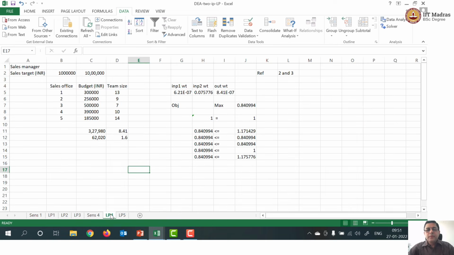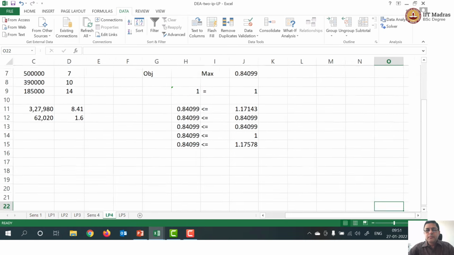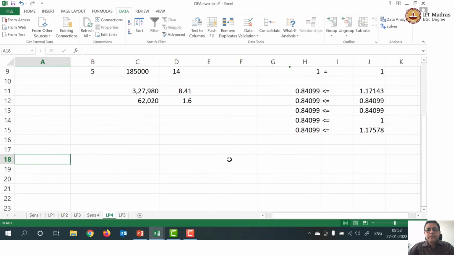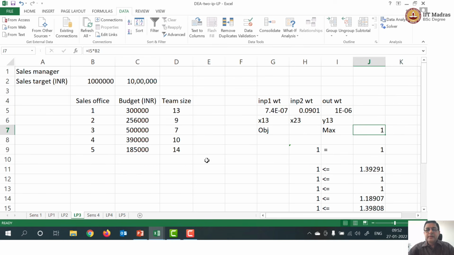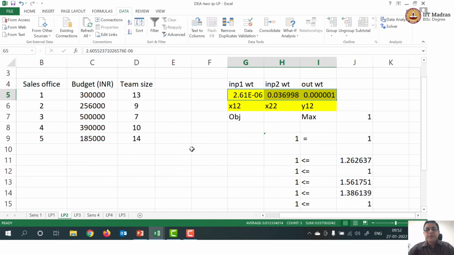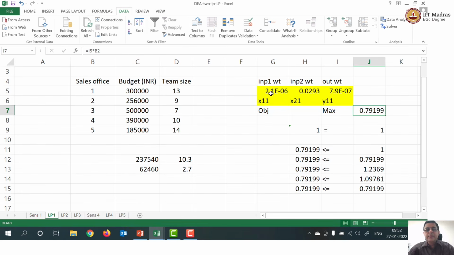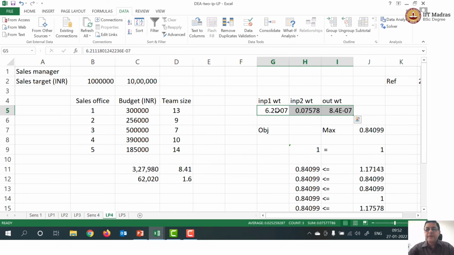What happens to sales office 4? The same freedom is given to sales office 4: pick your own input weights and output weights. If you notice, everybody is picking their own input weights and output weights. For DMU 4, the best possible input and output weights are given here, which are not the same as those used by DMU number 3, nor by DMU number 2, nor by DMU number 1. So everybody picks their own appropriate input weights and output weights.